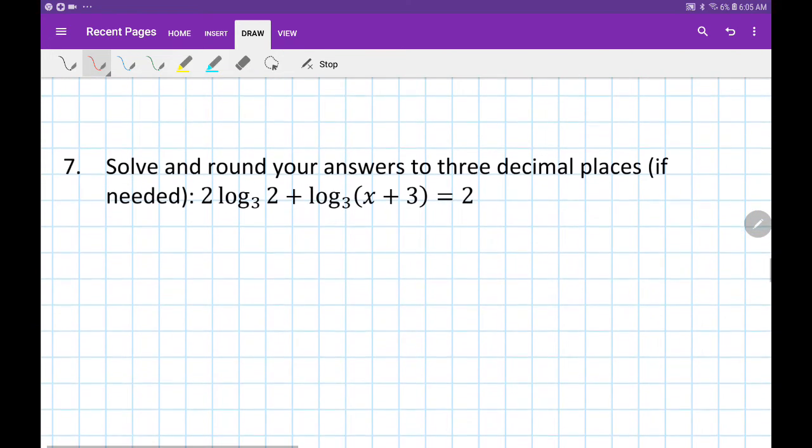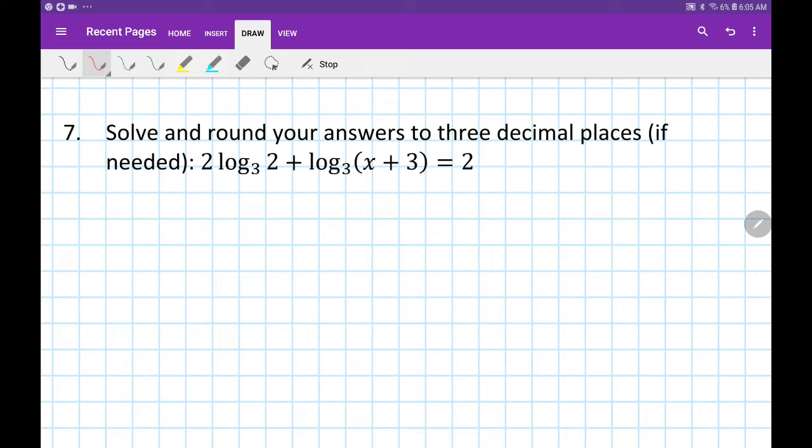Moving on to number 7. So another similar problem. We have a log equation, and notice that this time we have to condense the left side again. There are 2 logs, and I need to condense it down to just 1. So I'll go ahead and start by writing my 1 big log, base 3.